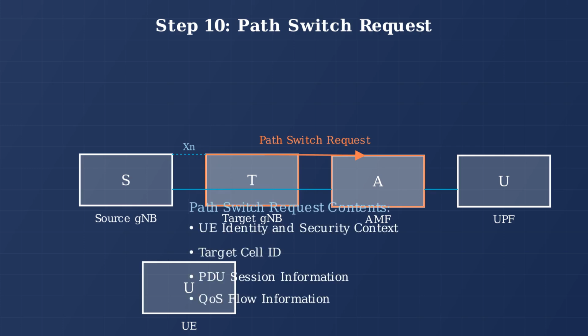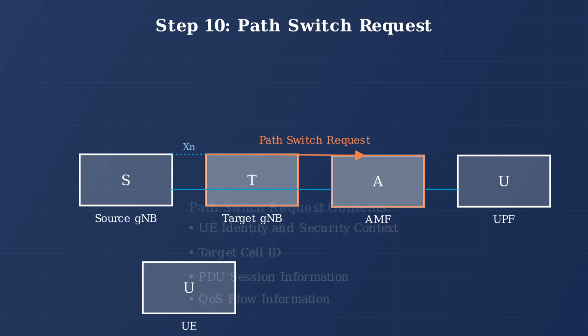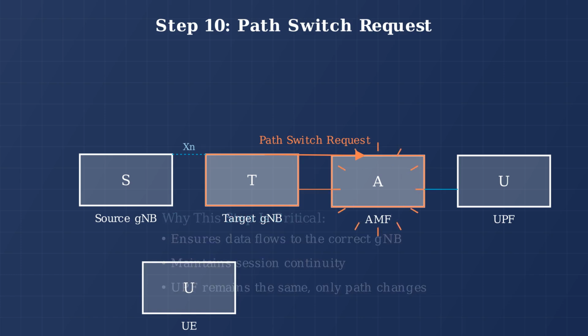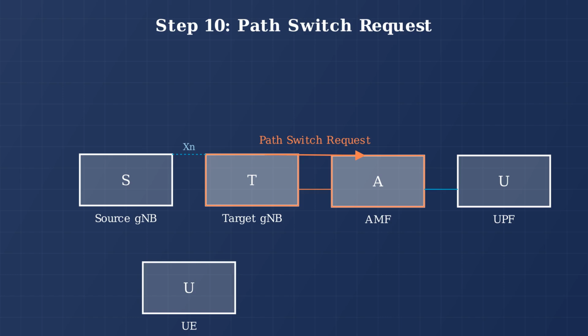This is crucial for directing traffic correctly. The path switch request contains important information including the UE identity, security context, target cell ID, and PDU session information with QoS flow details. When the AMF processes this request, it updates the data path to direct traffic to the target GNB instead of the source GNB, while maintaining the same UPF. This step is critical as it ensures data flows to the correct GNB, maintains session continuity, and completes the handover process while keeping the same UPF. The path switch request is followed by a path switch request acknowledge from the AMF to confirm the data path update.